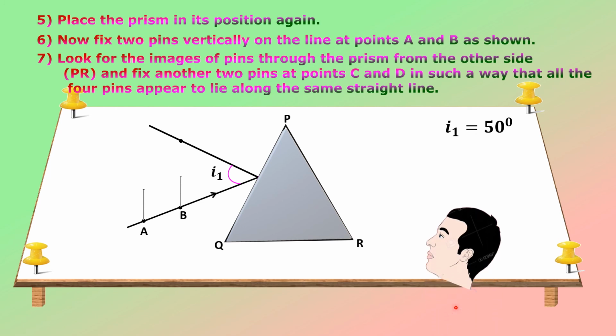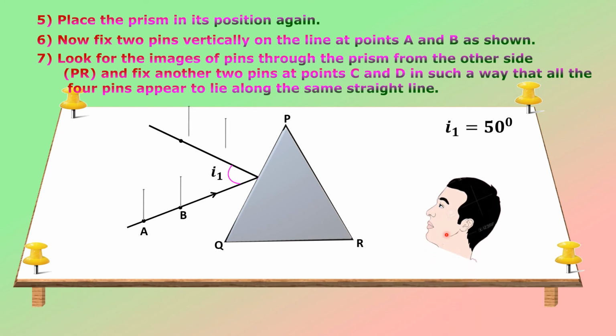So here is an observer. For him, the images of these two pins appear here, and he will fix two more pins on the same line. That means all the four pins, that is these two images and these two pins, should lie along the same line. He will fix like this. Let us pick the two pins. First pin, second pin. That means if you draw a line, it will go like this. All the four pins are on the same line only.